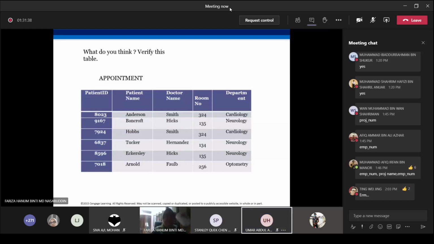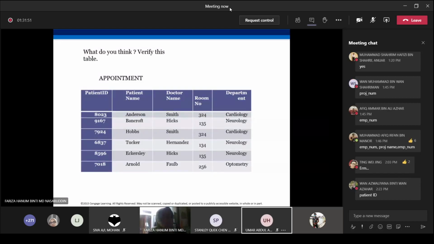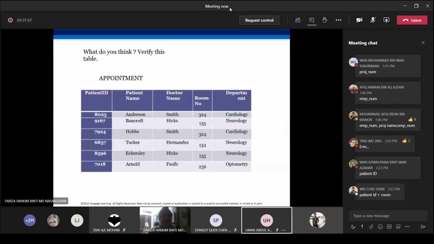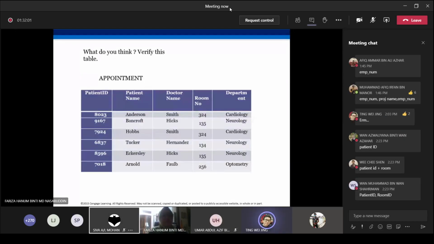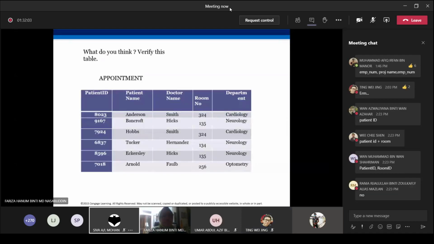Anybody else? Is patient ID good enough as the primary key? Anybody want to say otherwise? Hello? Anybody disagree? No, I agree with his answer. Okay, all right.